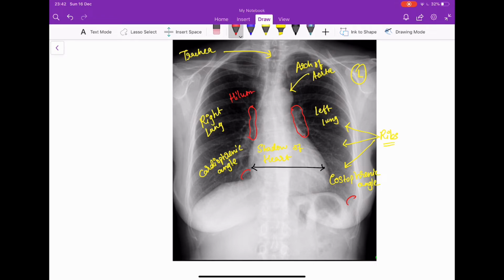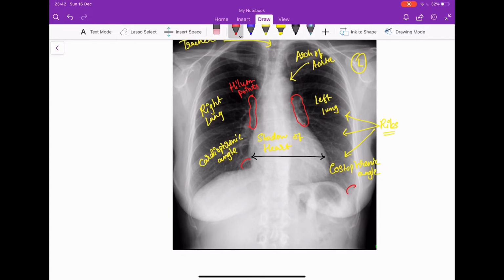Okay, after doing this, we should look for the abdominal organs as well. On the right side, as we know, there is the liver, and the normal boundaries of the liver will be like this. Besides the liver, on the left side there will be the spleen, and between the spleen and the liver, the small bubble which we are looking at is the bubble of the stomach.